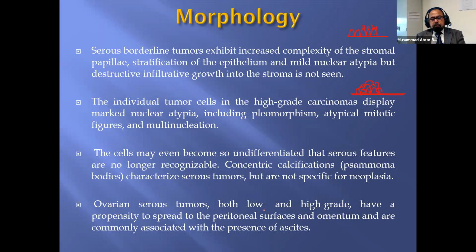The ovarian serous tumor, both low and high grade, have a propensity to spread to the peritoneal surface or omentum and are commonly associated with the presence of ascites. So as long as they are present in the ovary, the prognosis is good, and it is either stage 1 and grade 1 or grade 2. But if it has gone beyond the ovary and it has involved the peritoneal cavity, then straight away it is stage 4. So the prognosis of those patients is not good.